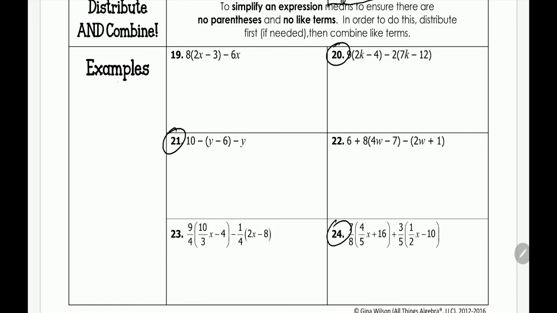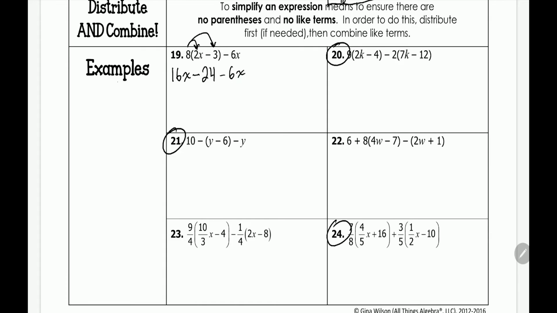Alright, so number 19. We have 8 multiplied by 2x minus 3 minus 6x. First step is to distribute the 8. So we have 8 times 2x. That gives us 16x. We have the symbol, so that's minus 8 times 3, which is 24. Then we tack on the minus 6x.